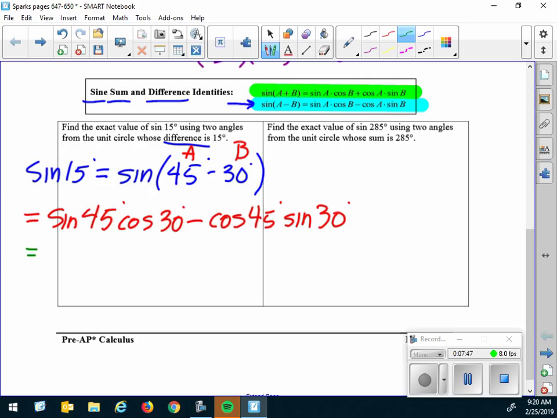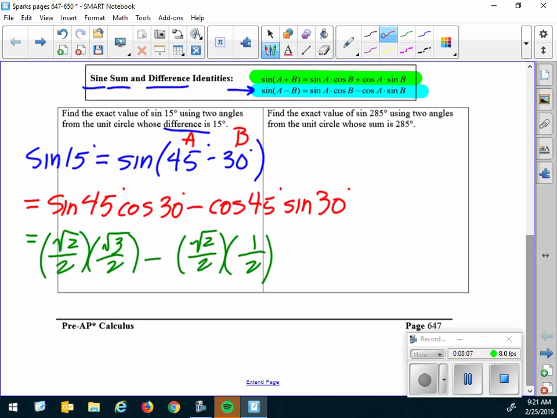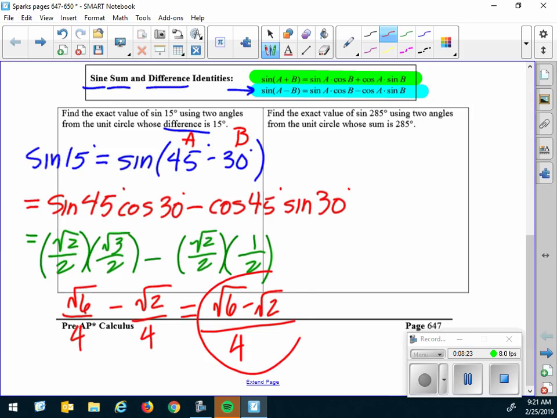The sine of 45 degrees is square root 2 over 2. The cosine of 30 degrees is square root 3 over 2, minus the cosine of 45 degrees is square root 2 over 2 times the sine of 30 degrees is 1/2. So what is the exact value of the sine of 15 degrees? Well, it's the square root of 6 over 4 minus the square root of 2 over 4, which we're going to write as square root of 6 minus the square root of 2 all over 4. That's the exact value of the sine of 15 degrees.